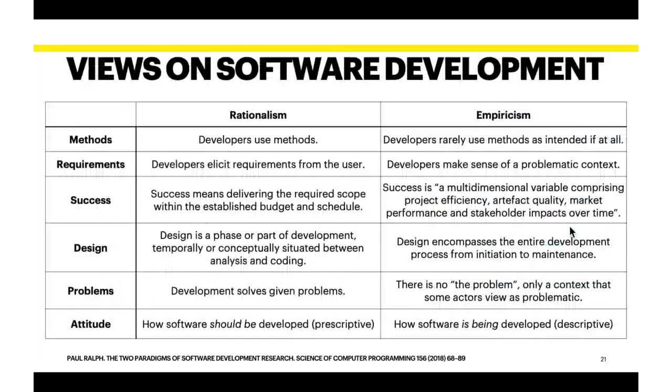So if you are going to juxtapose rationalism and empiricism, we are going to see that the opinions of rationalists and empiricists tend to be quite orthogonal. For instance, when it comes to methods, rationalists believe that developers use methods. For instance, developers use object-oriented design as a method, or developers use test-driven development as a method. Empiricists will typically say developers rarely use methods as intended, if at all.